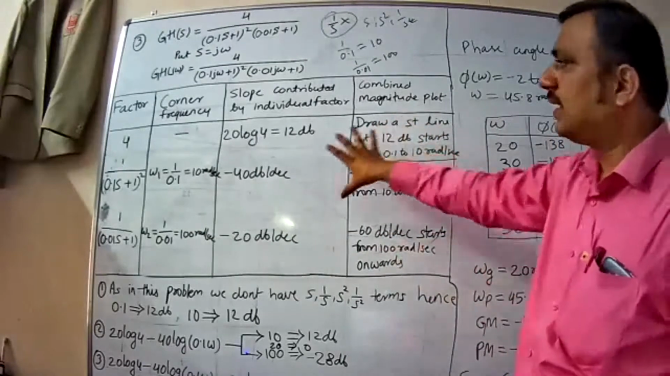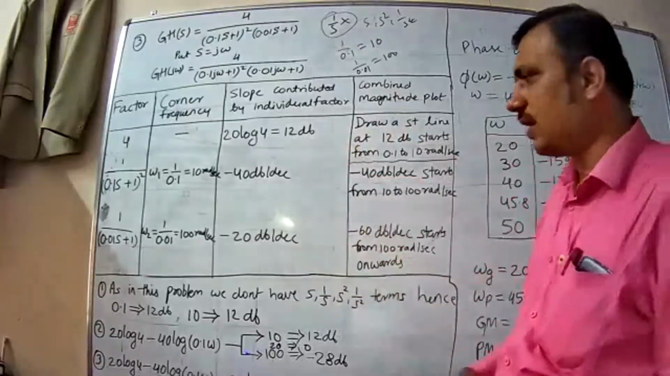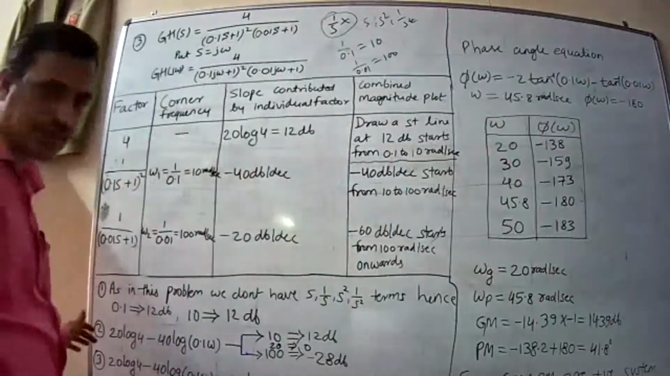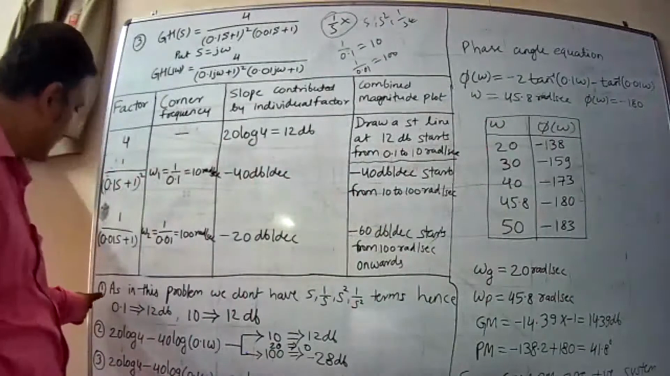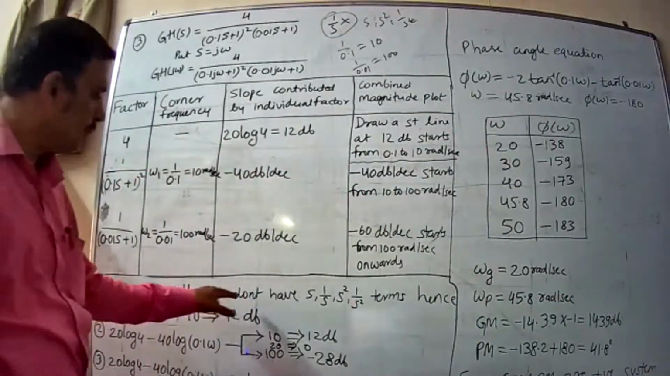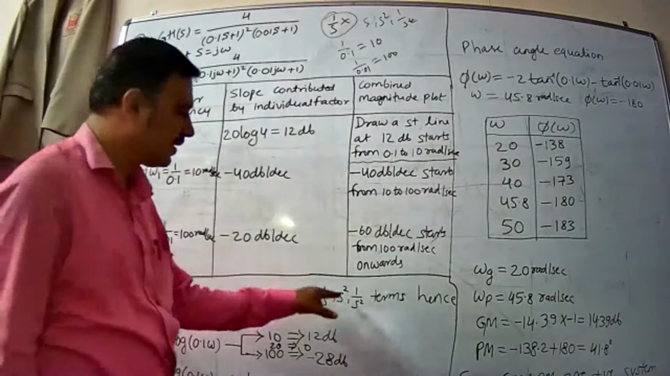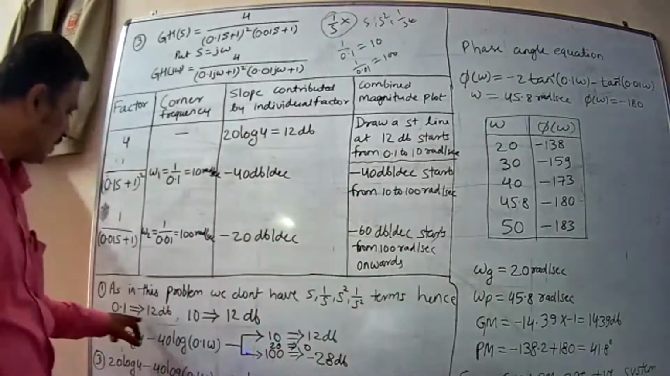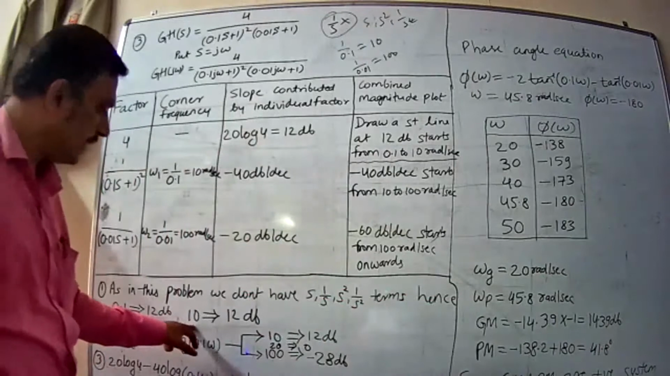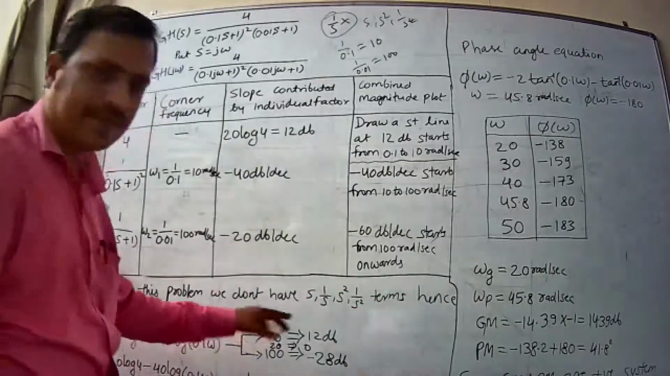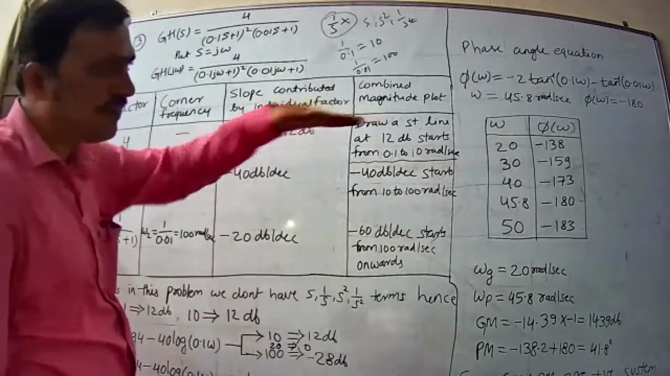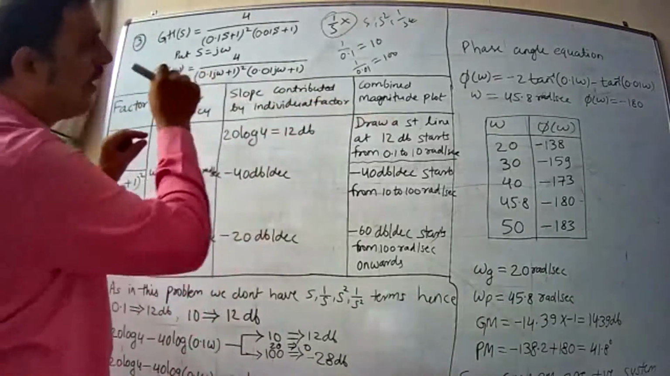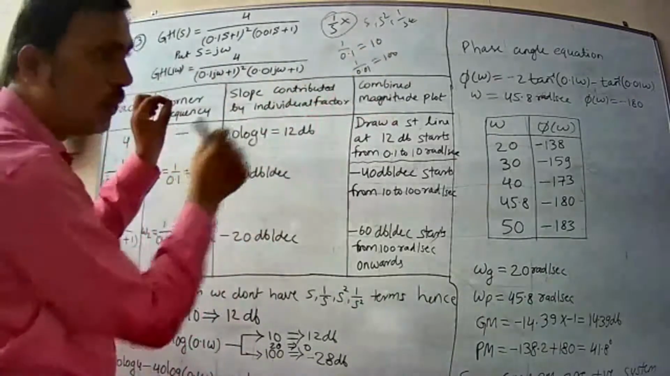This is regarding writing the table. We have read the equations. While writing this problem, we don't have 1 by s square terms. Hence, at 0.1, 12 dB, and at 10 radian per second again 12 dB is there. That indicates we have to draw the horizontal line. We select 12 from the 0 to 12 and draw the horizontal line.